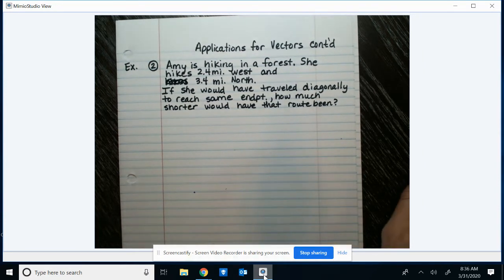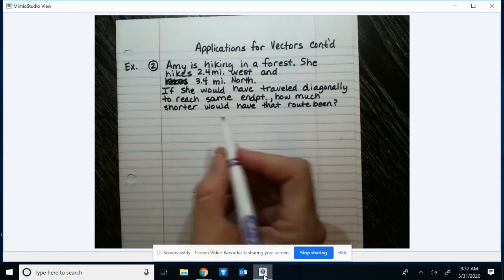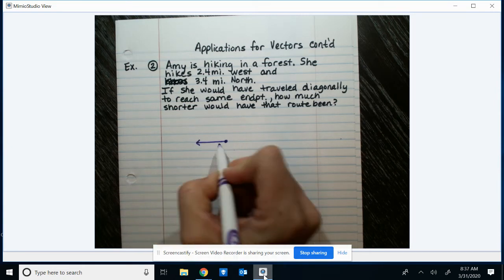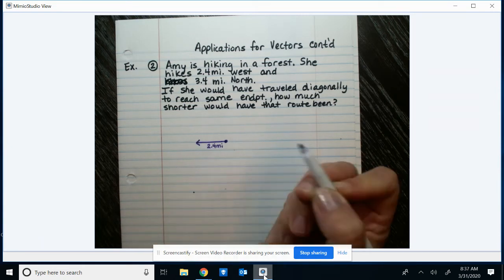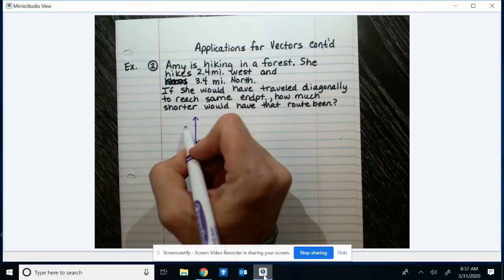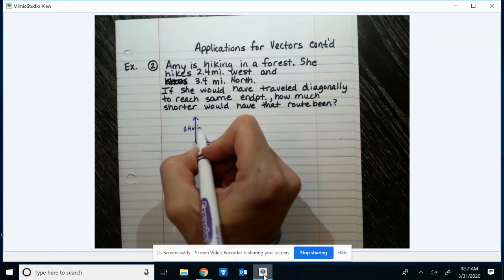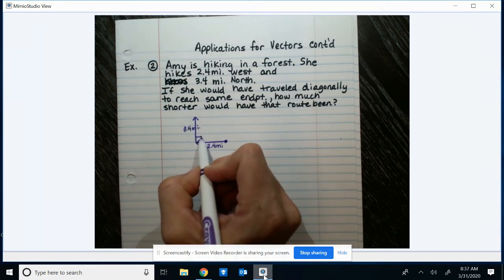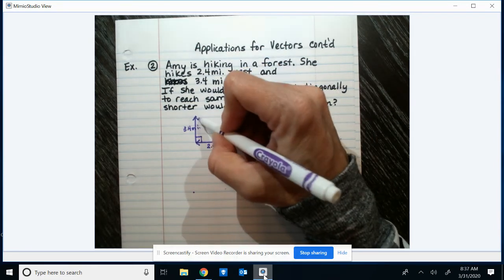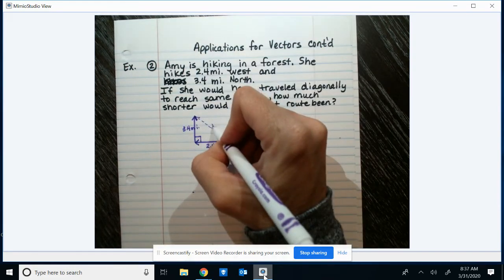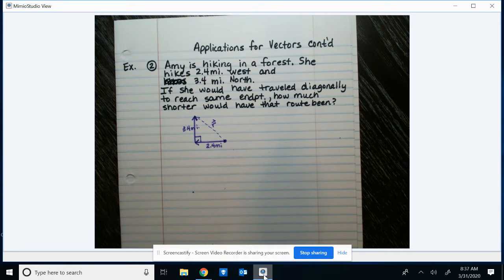So in terms of vectors, if you're traveling 2.4 miles west, so if you start out here and you travel 2.4 miles west, and then you travel 3.4 miles north, these are basically adding two vectors together because I went west and then I went directly north. I basically have a right triangle, so I'm wanting to know if I went diagonally across this path to reach the same endpoint, would this resultant vector, how much shorter would that resultant vector be?